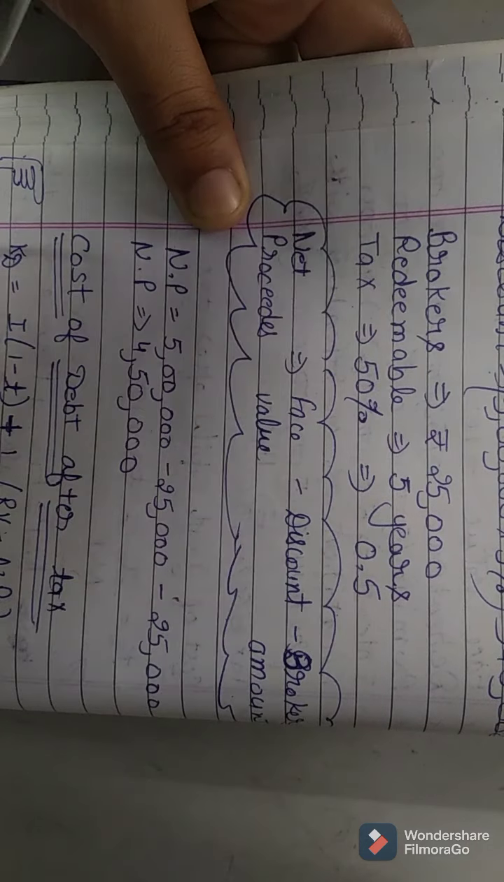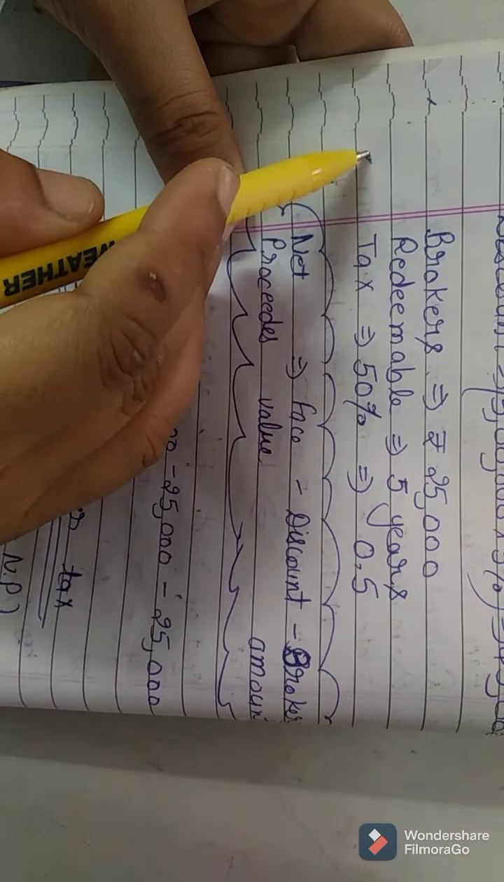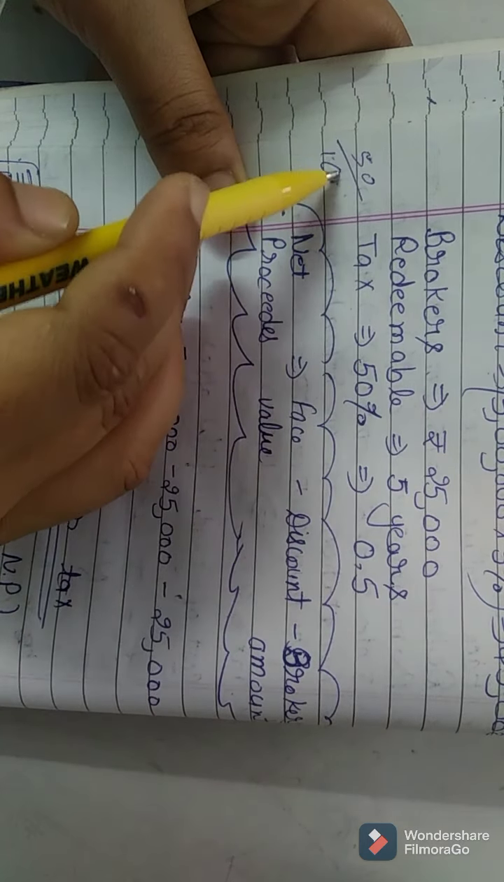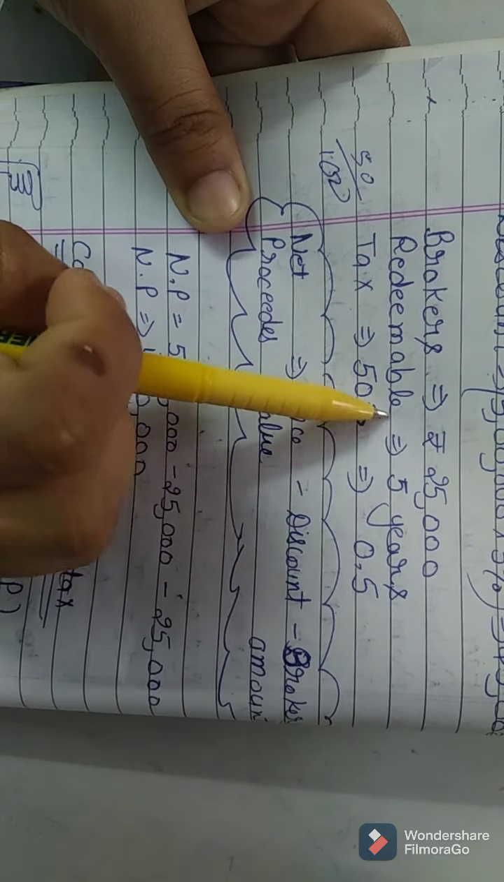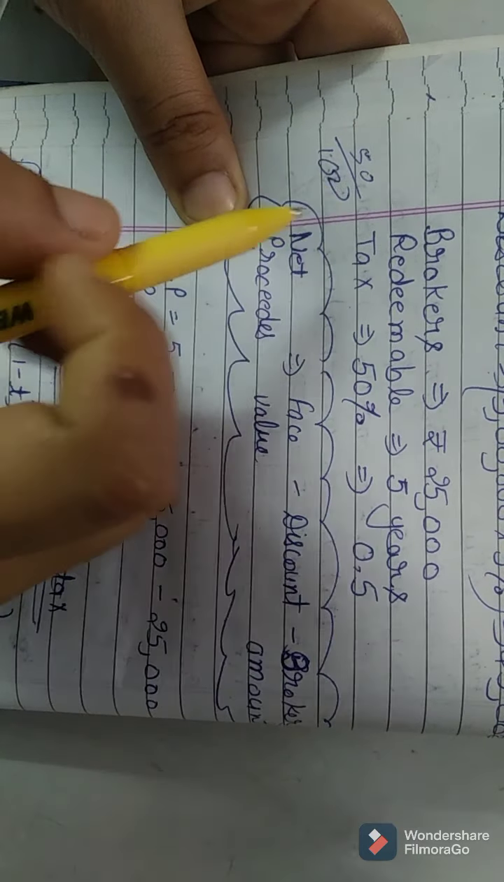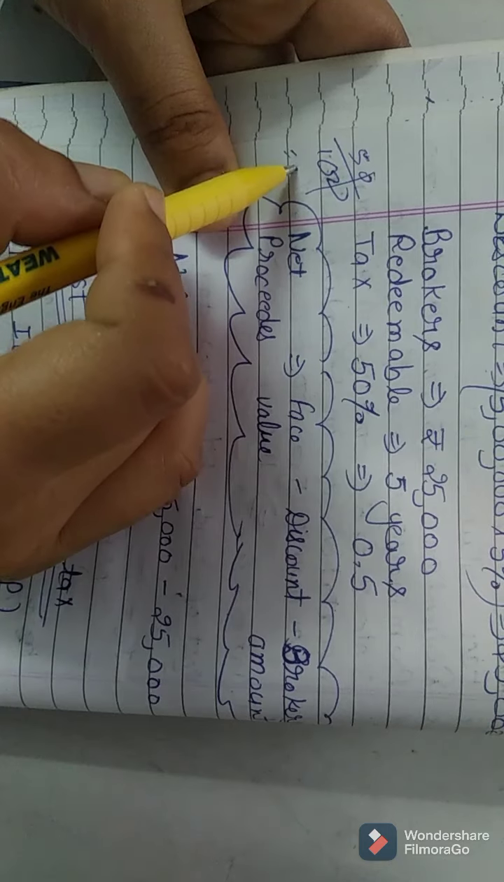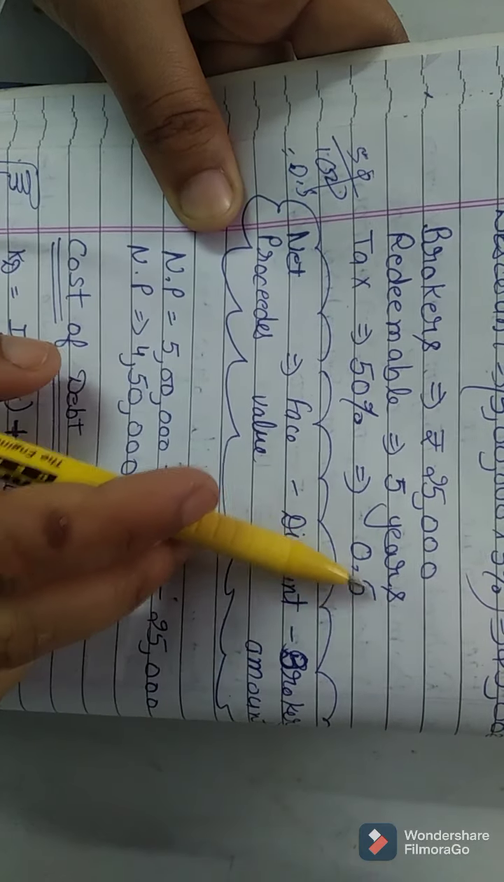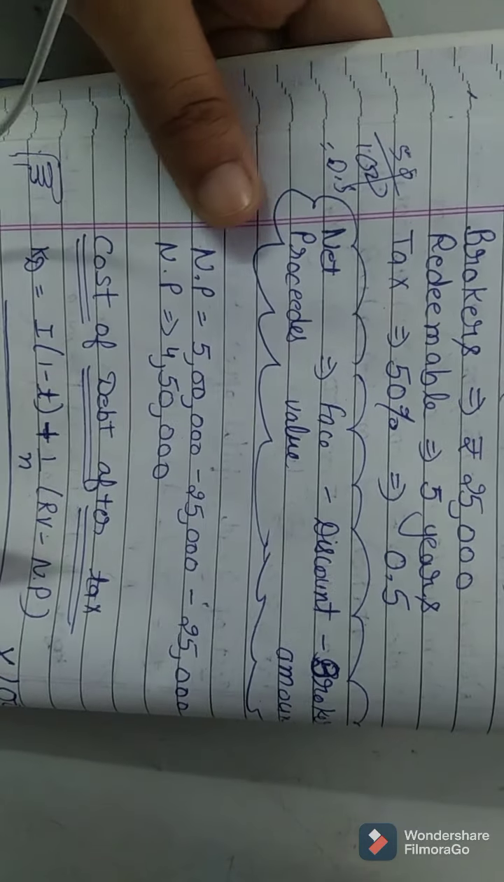0.5 is just 50 divided by 100, because here is percentage, so 50 upon 100, the answer is 0.5. So I write here 0.5. Now we can calculate net proceed.